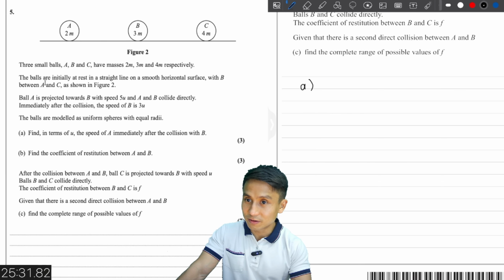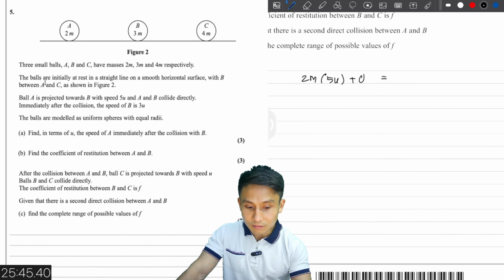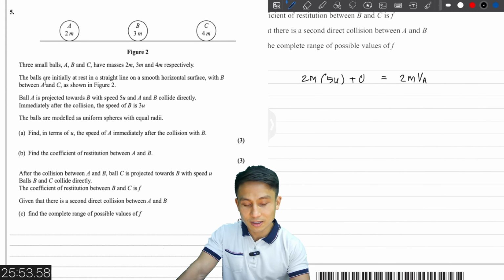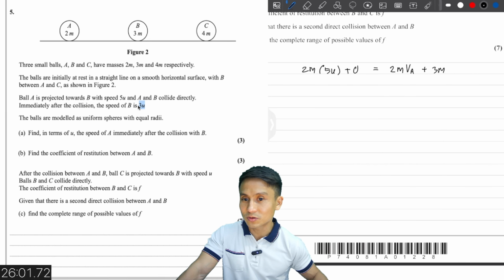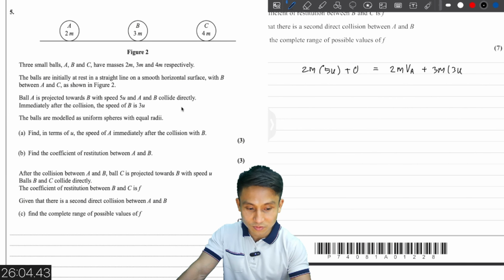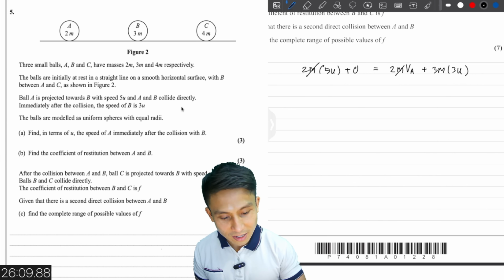Initial momentum of A, so 2m, which is the A there, times the initial speed of A, which is 5u, plus 0 from the B, will be equal to the total momentum after impact. For the A, we are finding the final speed of A, so I'm going to do VA there, after the first impact, plus 3m, which is the B here, times 3u. It should be going to the right, makes sense, shouldn't be going to the left. So everything is assumed to be to the right here. We are just finding the VA there.